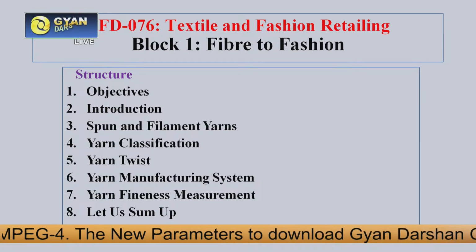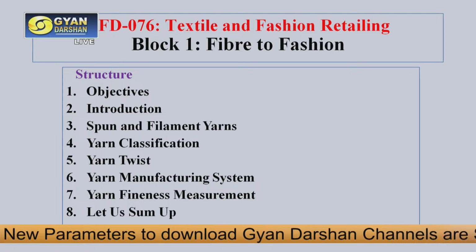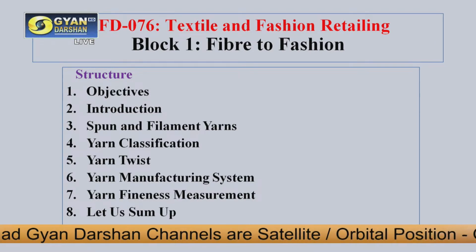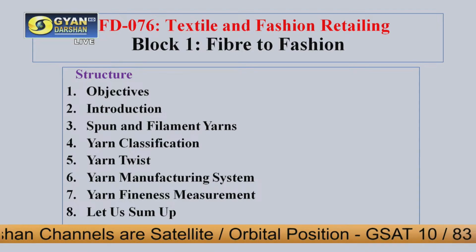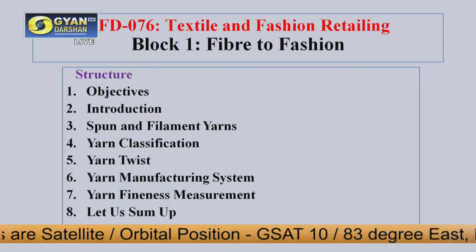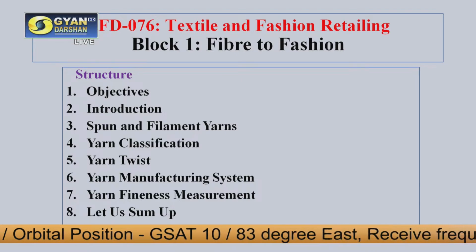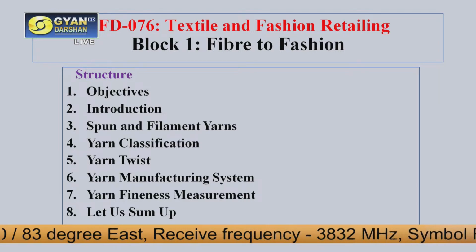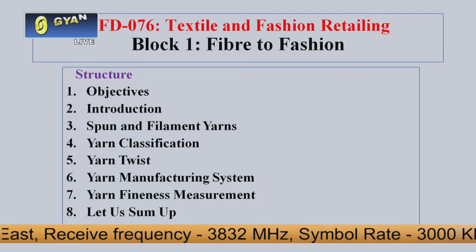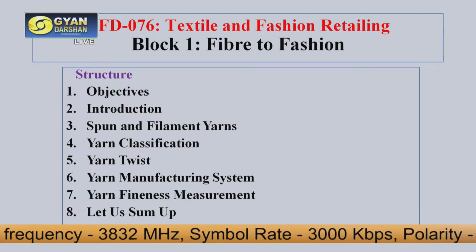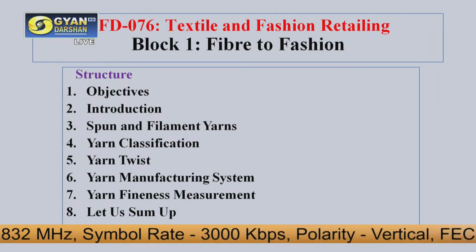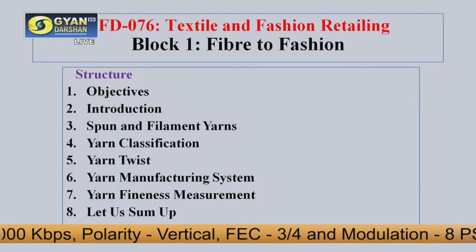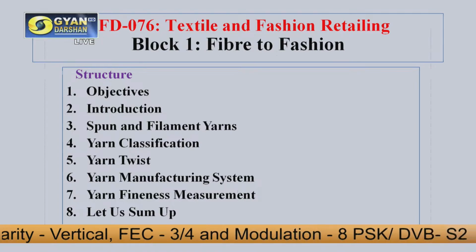So the main course structure, all the topics which you have to study in this particular unit, is that you will be studying about the spun and the filament yarns. You will be studying about yarn classification, yarn twist, what is about the yarn twist, yarn manufacturing system, yarn fineness measurement, and we will discuss in whole what all of this is relevant for the fashion industry.